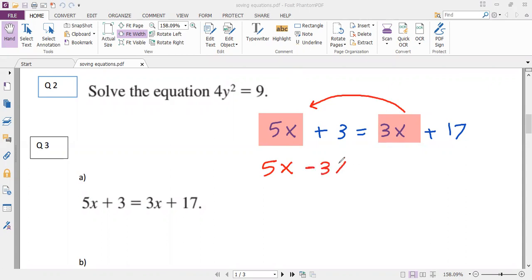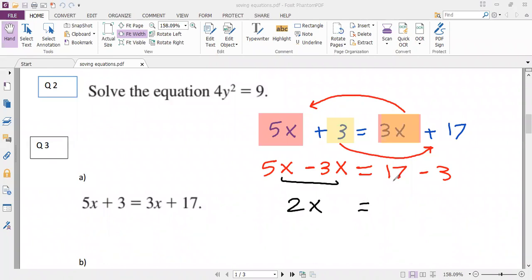So 5x minus 3x equals. What about 3? Move 3 to the other side and change its sign. And in the right hand side, we have 17. So write 17 minus 3. What happened again? I moved the 3x from this side and I moved the 3 from the left side. So we have 5x minus 3x, it's 2x equals 17 minus 3, which is 14. Dividing by 2 both sides leads to x equals 7. That's it.